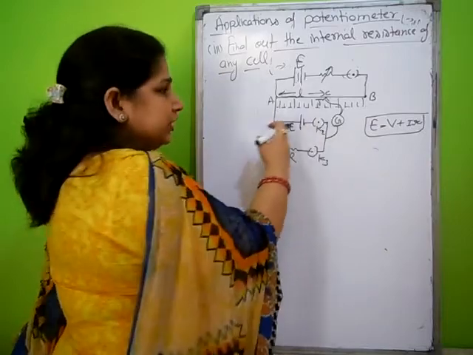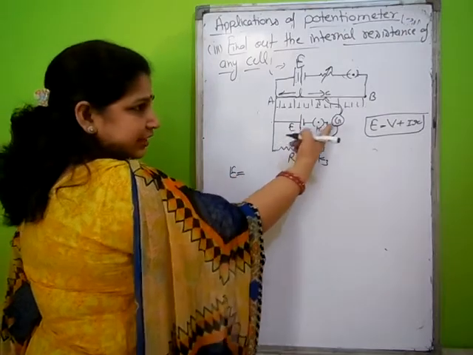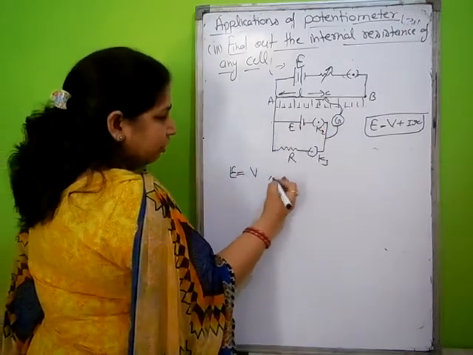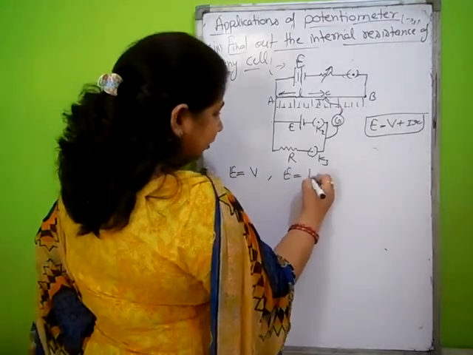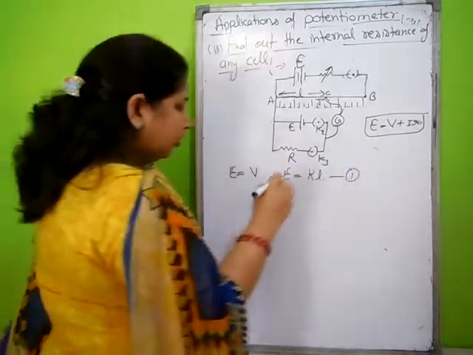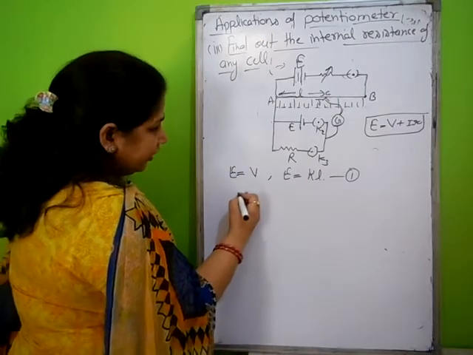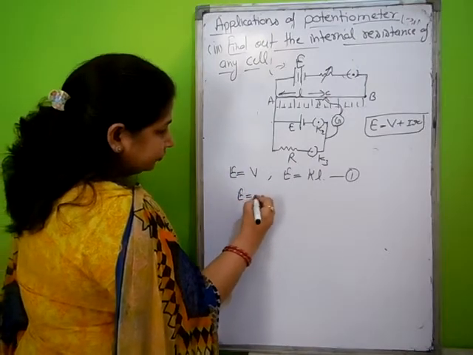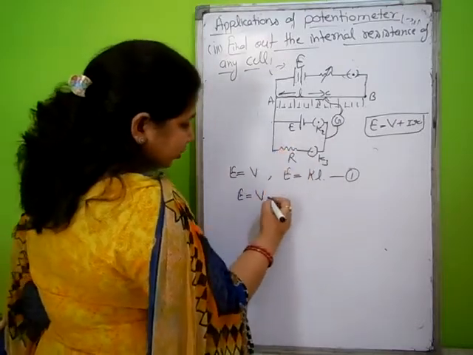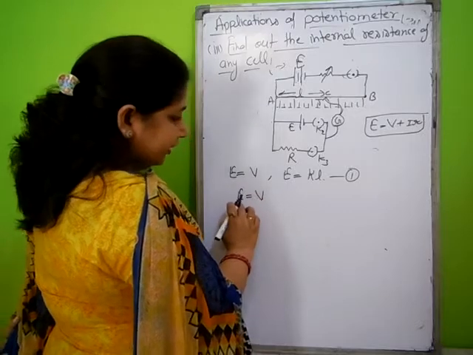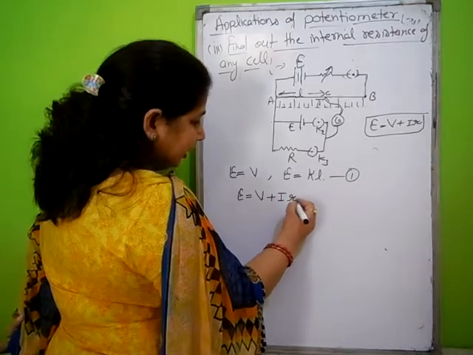open the key K2. The current is passing through only E. Then E is equal to, as the current is 0, V, or E is equal to, I will write here, K L. Got it? Now when we connect the circuit also, then what we have? We have E is equal to V, and now here we have I r also. Means E should be greater than V plus I r.